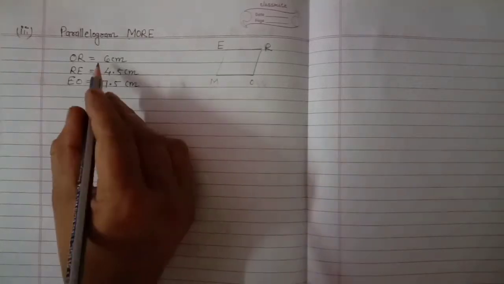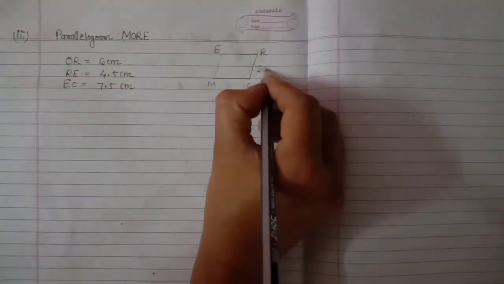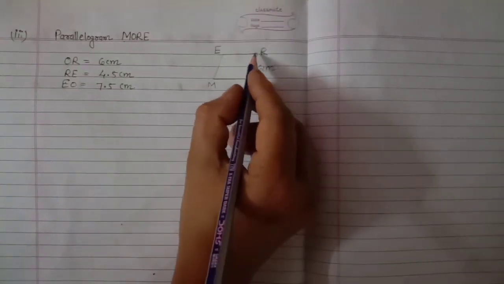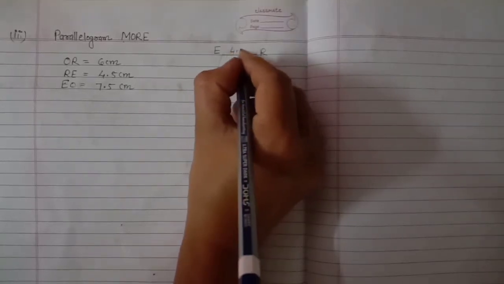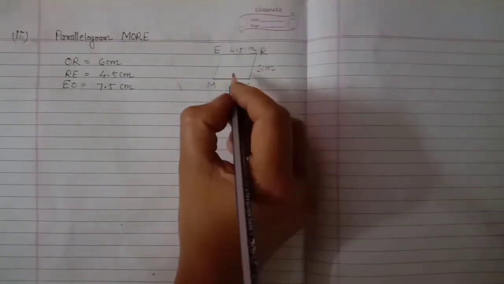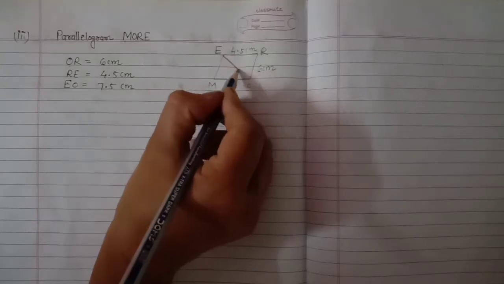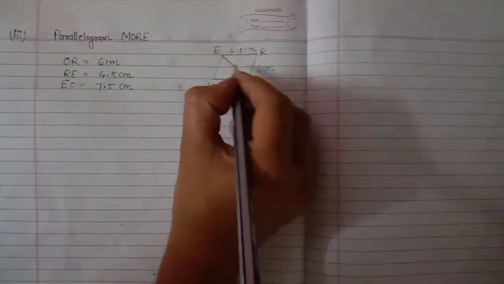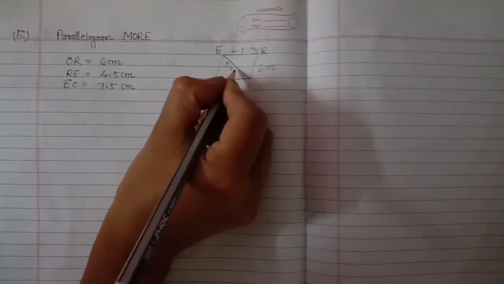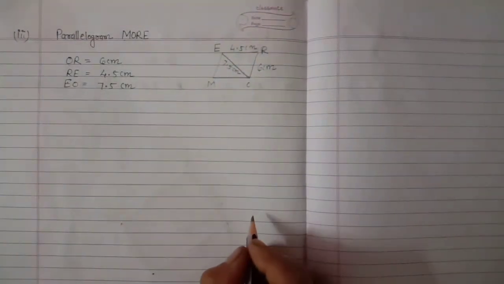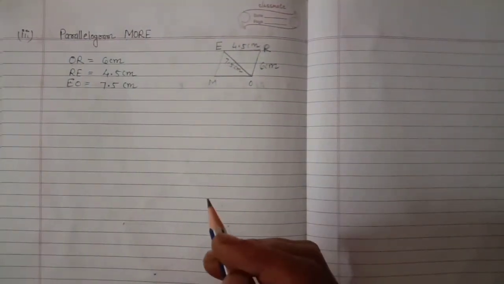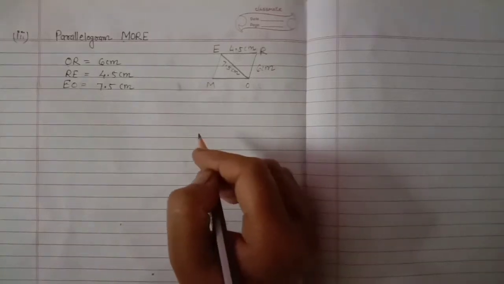Then write the measurements. OR equals 6 centimeter, RE equals 4.5 centimeter, and join this diagonal EO, which equals 7.5 centimeter. Now one question will be coming in your mind, student.